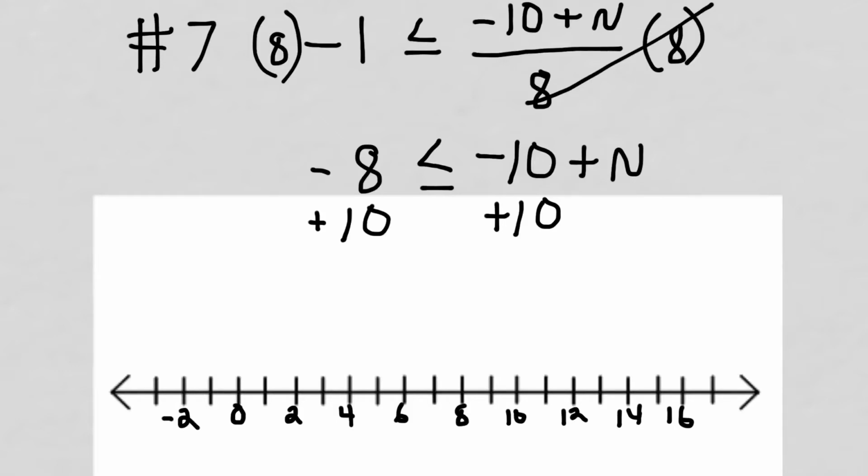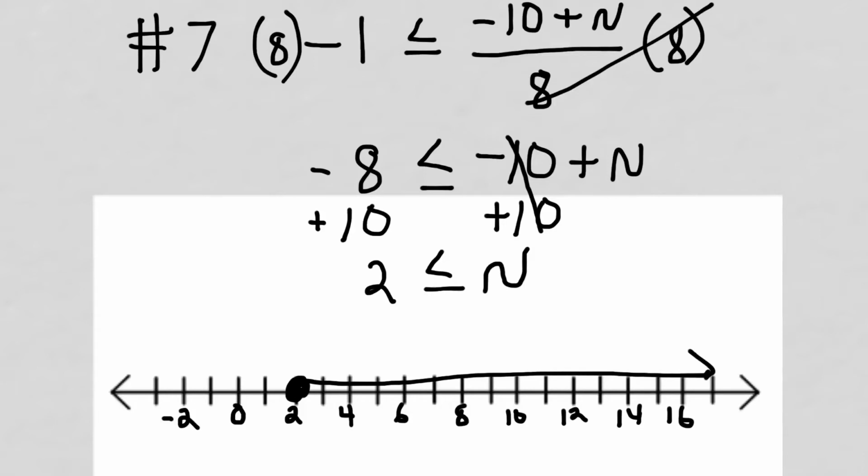On the left side, negative 8 plus 10 gives me a 2. 2 is less than or equal to the negative 10, and the plus 10 cancel out, and I'm just left with an n. I go down to the 2. It's less than or equal to, so I know it's going to be a closed circle. And I know n is greater than 2, so it's going to go to the right.